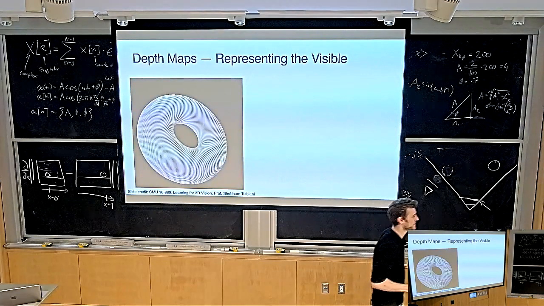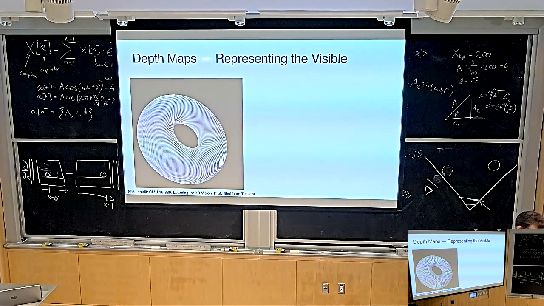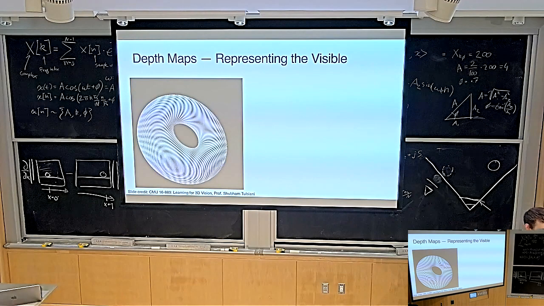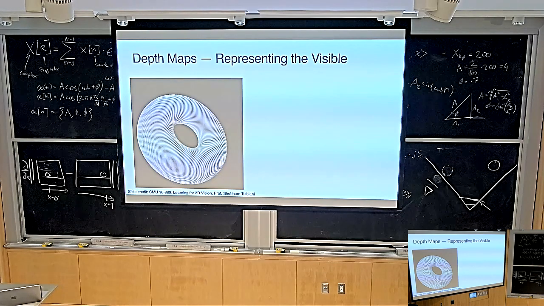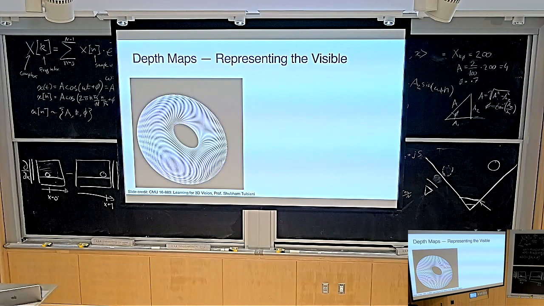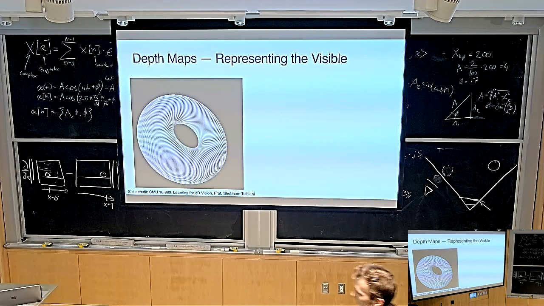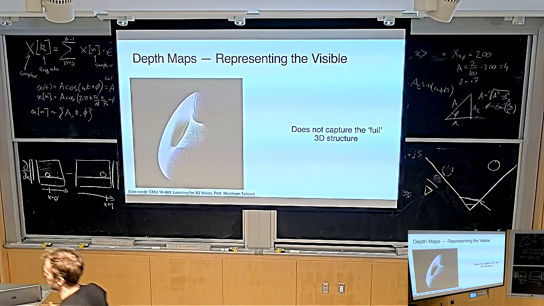Depth maps are a representation that represents the visible. They basically give you the geometry of every point that is visible in an image, right? So for instance, when I look at this chair and I capture a depth map with a depth sensor, the depth map fundamentally only tells you about the depth of every visible pixel. But for any point that is occluded by this chair, I don't get any information about that point. So it doesn't capture the full 3D structure.